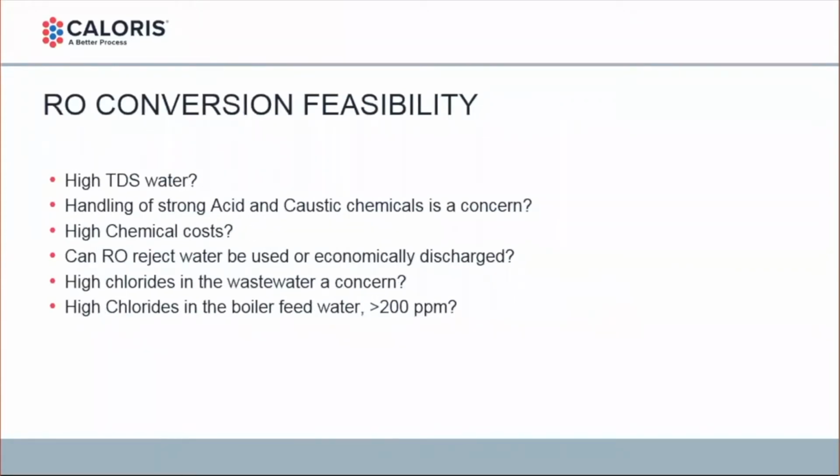Okay, when is an RO feasible? If you have high TDS water, if handling of strong acids and caustic chemicals is a concern, if you have high chemical costs, if you can economically discharge that RO reject water or you have another use for it, if high chlorides in the wastewater is a concern, or if high chlorides in your boiler feed water is a concern. You get above 200 ppm and then you've got corrosion concerns, so something to look out for.